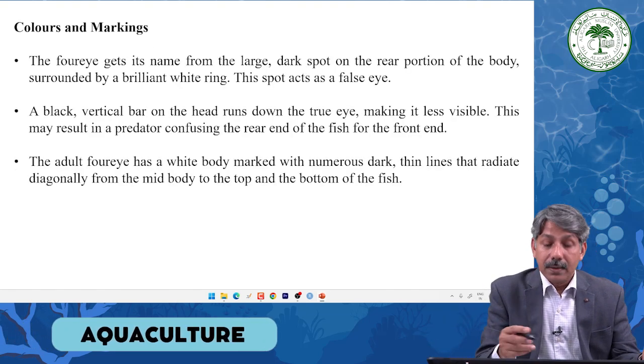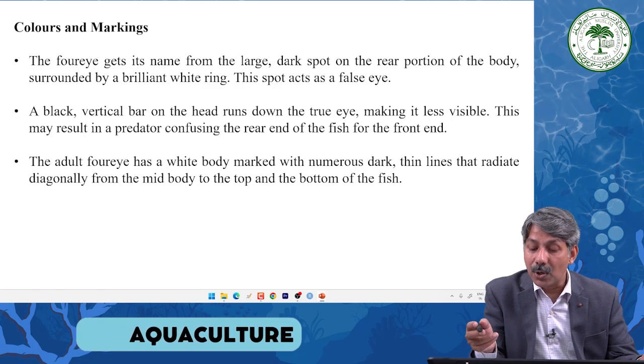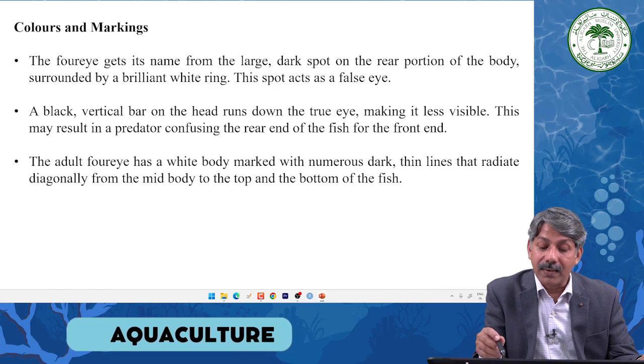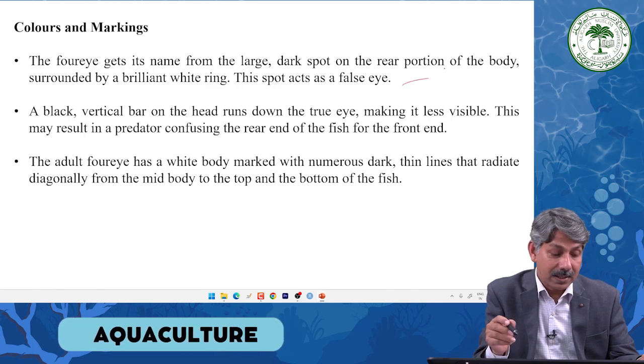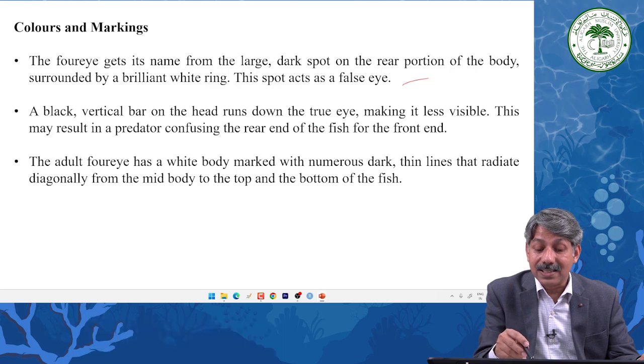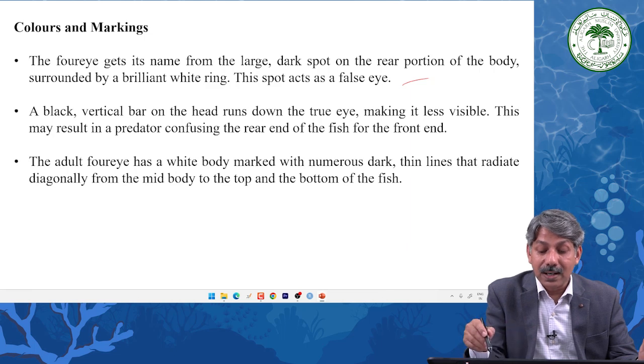The four-eye butterfly gets its name from the large dark spot on the rear portion of the body surrounded by a brilliant white ring. This spot acts as a false eye. A black vertical bar on the head runs down the true eye, making it less visible. This may result in a predator confusing the rear end of the fish for the front end.